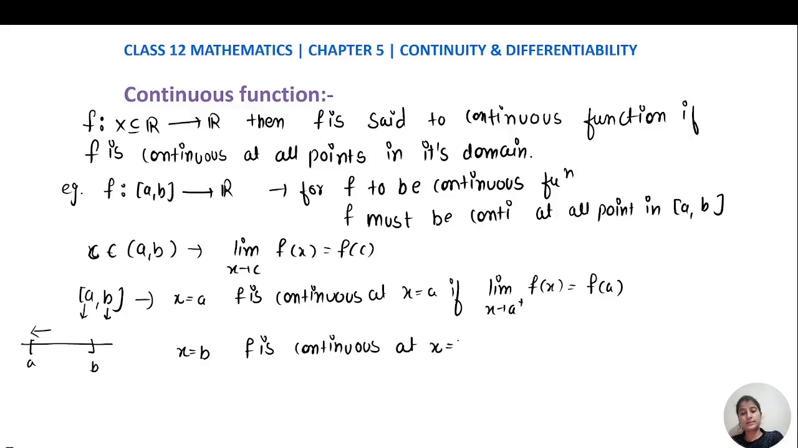at x equals b if our left hand limit equals the function value, because the only possibility to come close to b is from the left hand side. So it is the proper intuition that our left hand limit at b should be equal to its function value. So what we have concluded is that our function f is said to be continuous in the closed interval a comma b when every point in this closed interval is continuous. F is continuous at every point in the closed interval a comma b.